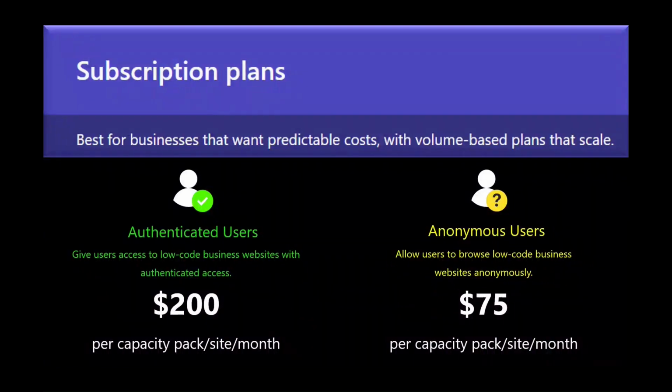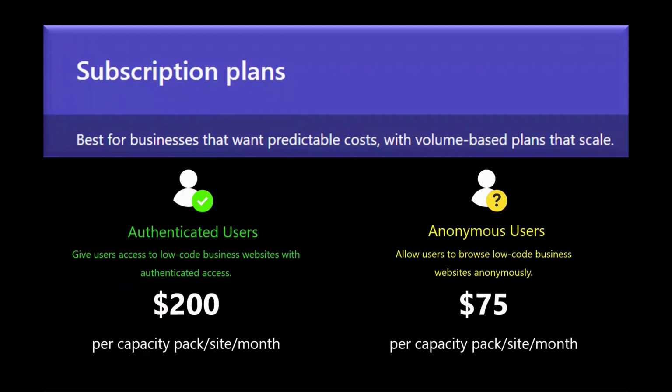So for authenticated user, the subscription plan cost is $200 per capacity pack per site per month. Okay, so the cost of the portal is basically decided based on the capacity pack. As I told you, the subscription plan is the capacity based plan, and the pay as you go plan is the consumption based plan. Now you may have the question: if I purchase the $200 per capacity pack per site per month, how many users will I get? I will discuss that in my next slide.